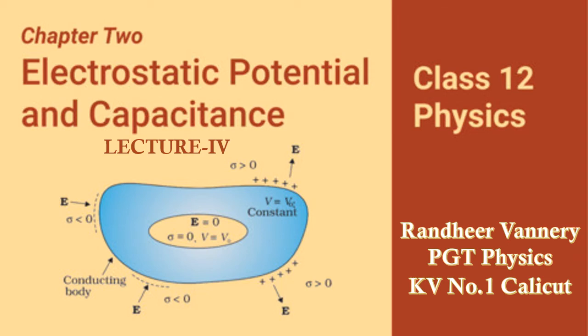This is the fourth lecture on the chapter electrostatic potential and capacitance. Till now, we have focused on the concept of electrostatic potential and also we have seen what an equipotential surface is. Today's class, we are going to discuss the next topic, that is electrostatic potential energy. So let us begin.